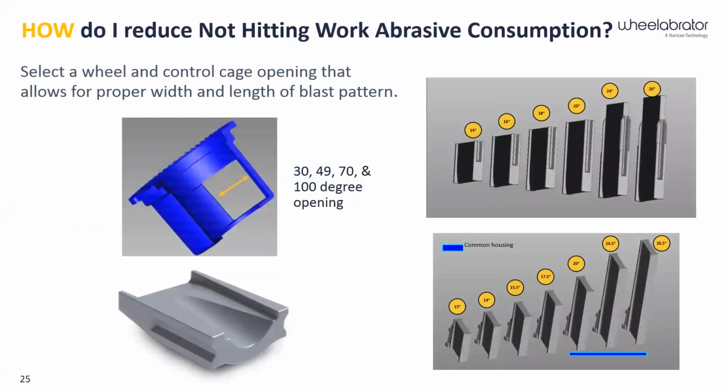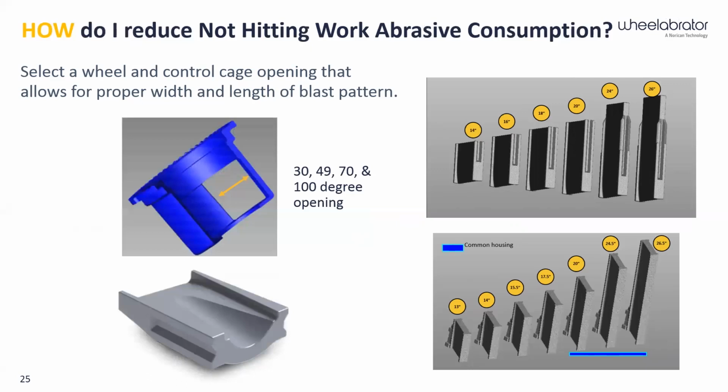Okay, another one. How do I reduce not hitting work? When we talked about earlier, I'm aimed and it's just not hitting in the right area. I'm not hitting my part. I'm hitting my cabinet or the liners. A couple of things can be done there. On the left-hand side, the control cage. The control cage is what aims the abrasive. It's what's used to target it. It's the stationary part in the wheel, the relation of where that abrasive comes out of there and is first introduced on the blade.